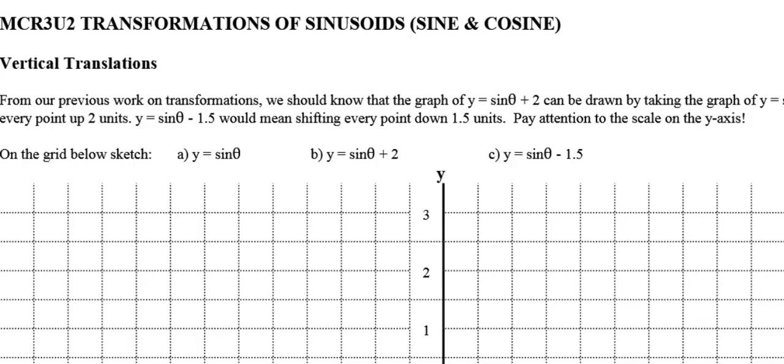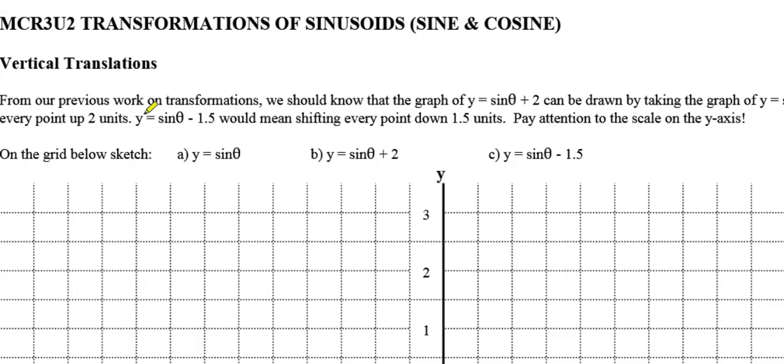Today we're going to look at the different transformations of sinusoids. There are going to be four main ones that we're going to focus on. The first one is vertical translation. From our previous work on transformations, we should know that the graph of y equals sine theta plus 2 can be drawn by taking the graph of y equals sine theta and moving every point up 2 units.